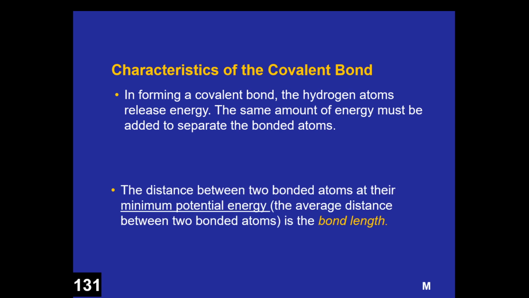All right. Now the distance between the bonded atoms at their minimum potential energy, that's the average distance between two atoms, is called the bond length.